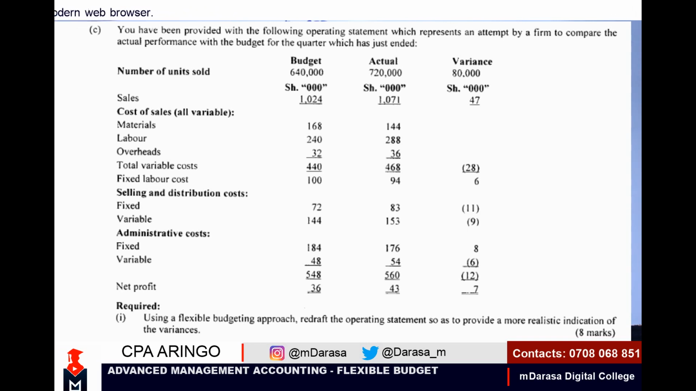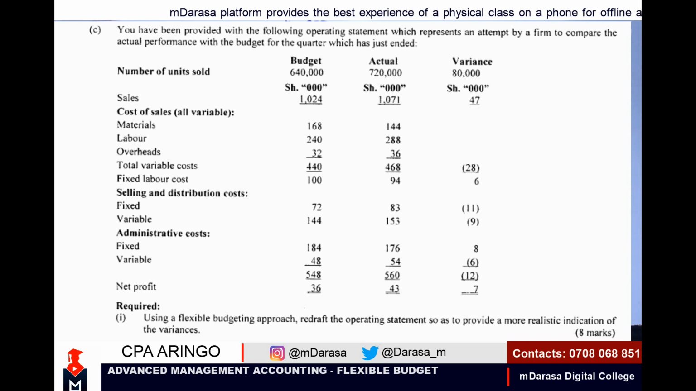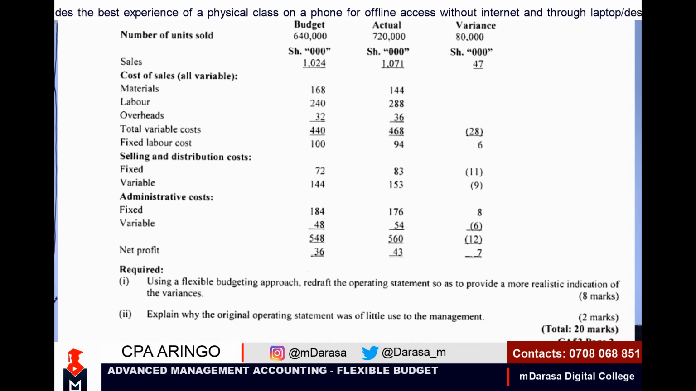We have cost of sales where all are variable: materials, labor, overheads, and the total variable cost is given at that point. Fixed labor cost is also given. On the same case, we are told that selling and distribution costs have fixed and variable parts, and administrative costs also have fixed and variable parts. Then the examiner has given us the net profit for budget and for actual. We also have the component of the variance.